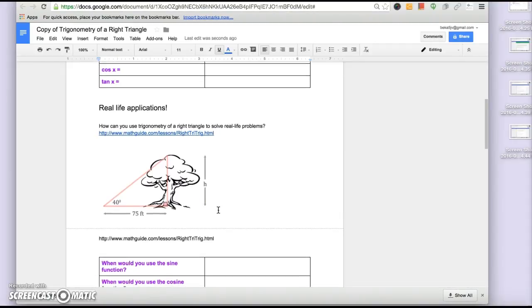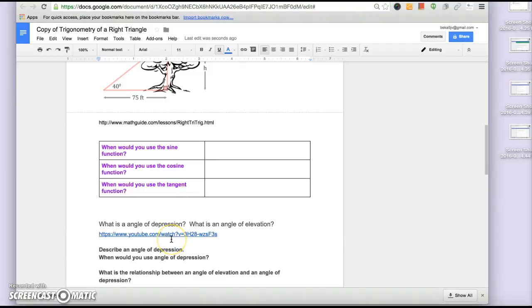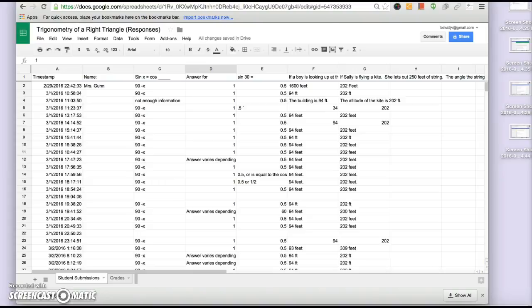That's an application for a real life problem. How do you solve it? And then down here there would be a video that they could go watch. So that would be the assignment that I would expect them to do on the first night.